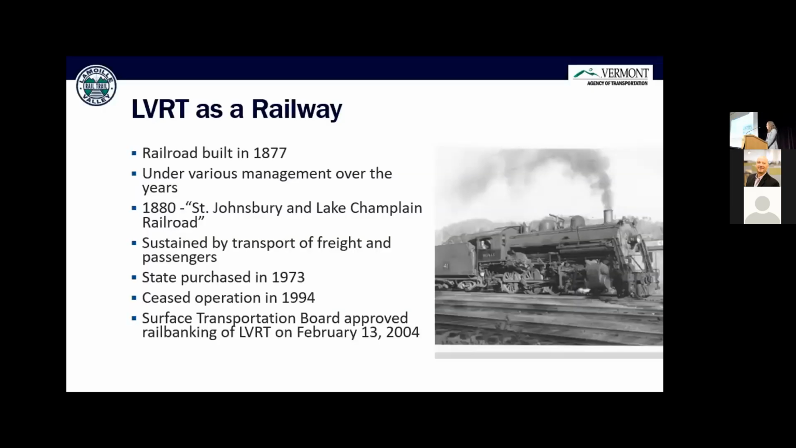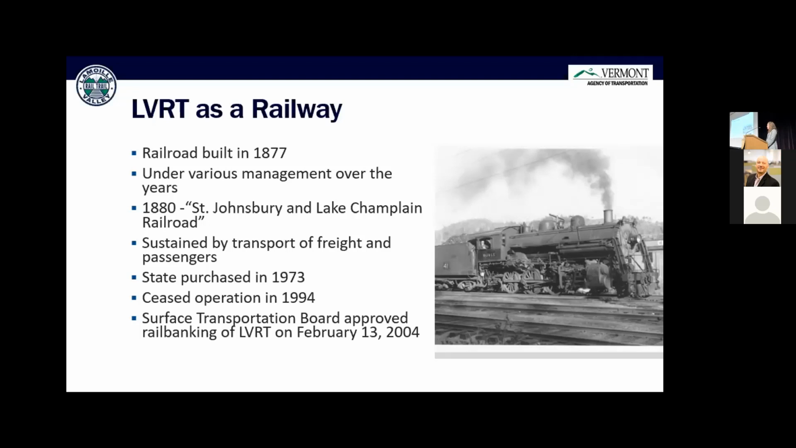So a little bit about the project. The LVRT is a railway, as Michelle was saying. The railroad was built in 1877 and sort of changed hands over the years under various management. In 1880 it was coined the St. Johnsbury and Lake Champlain Railroad. That gives you a little idea of the geography of the trail corridor. It was sustained primarily by freight and passenger travel across the state.